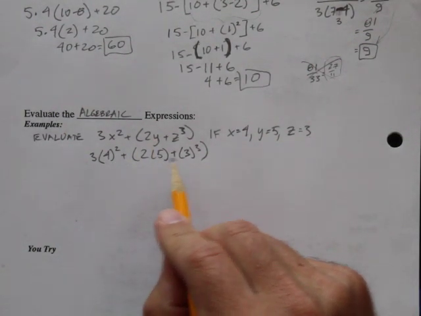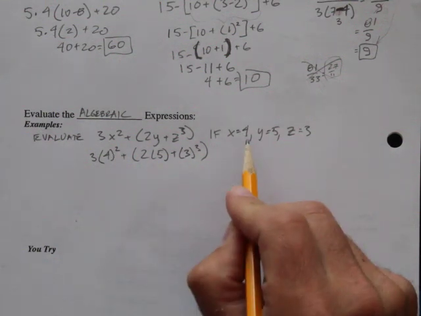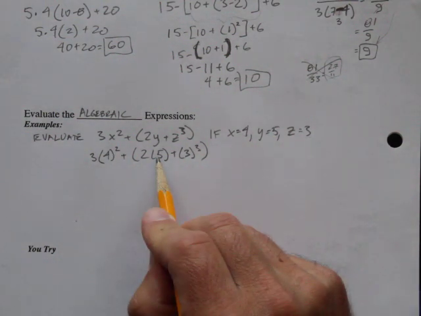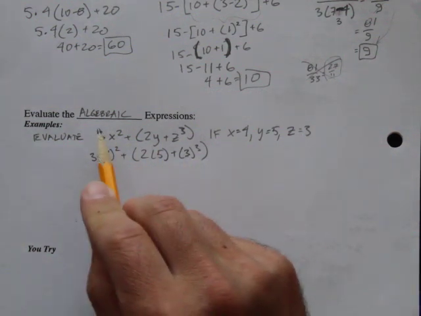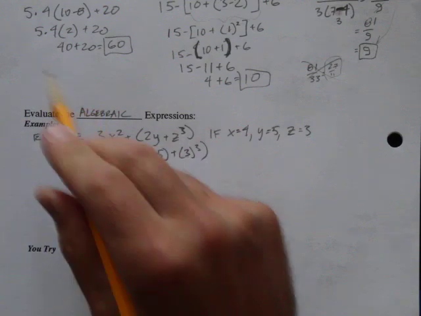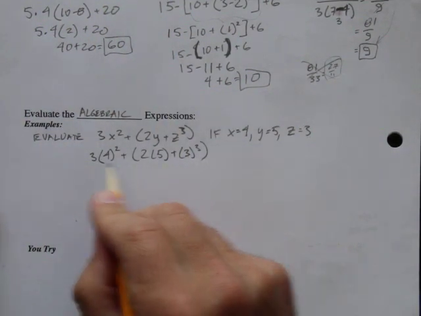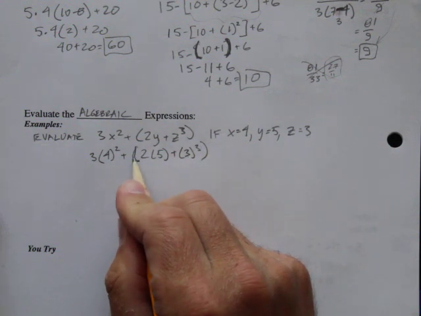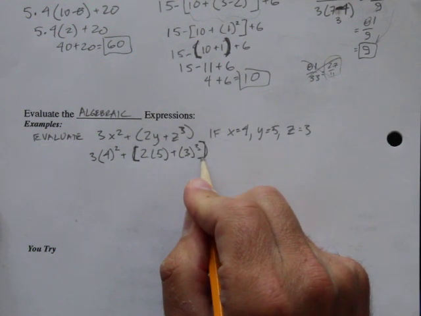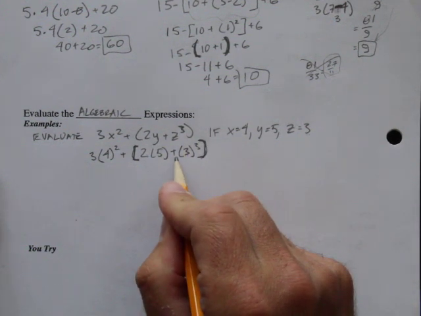All right, so we just substituted 4 for x, 5 for y, and 3 for z. And now we're going to evaluate the rest of the expression the way we did before. So we're going to use PEMDAS, and we're going to look at this parentheses here. So let's look in here and work on this.